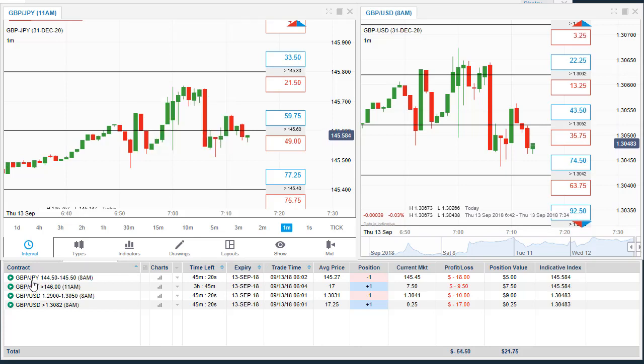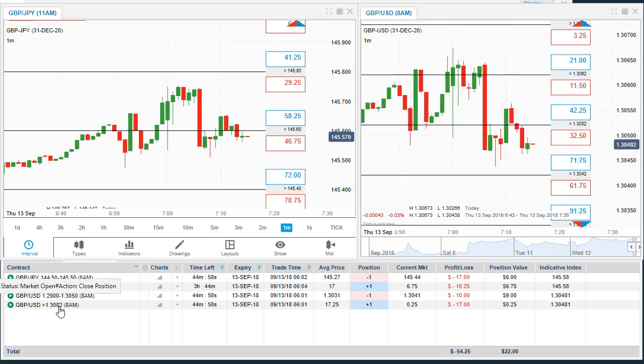On the short British pound yen, it's going to have to move down to 145.27 on the spread. And that puts me at break even on the spread. On the British pound dollar, it has to move down to 1.3031. That would have me at break even on the spread. On the binary, it has to move up to 3082, which is right now just over a 30 pip move. It has to do it within the next 44 minutes.